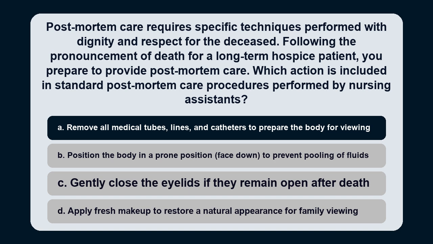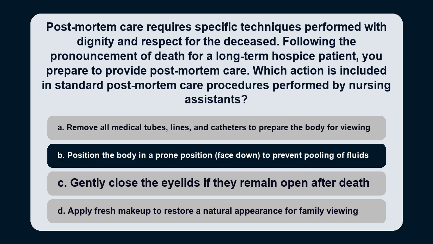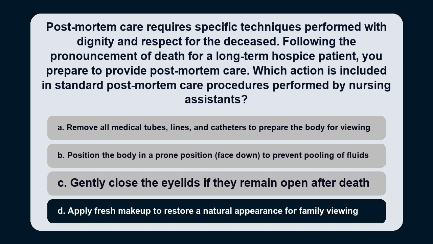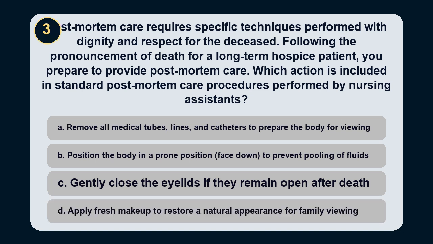Option A. Remove all medical tubes, lines, and catheters to prepare the body for viewing. Option B. Position the body in a prone position, face down, to prevent pooling of fluids. Option C. Gently close the eyelids if they remain open after death. Option D. Apply fresh makeup to restore a natural appearance for family viewing.